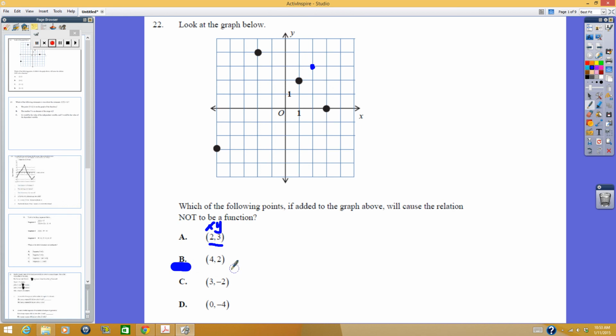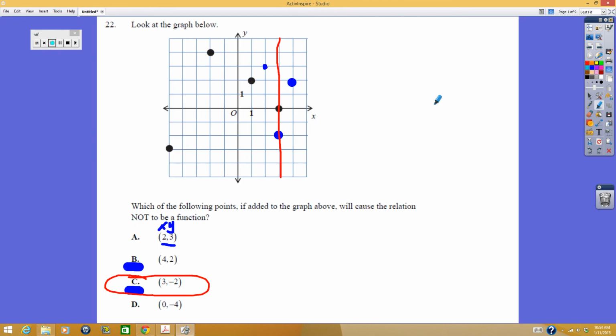Now if I did B, I'd go to 4, 2, and 1, 2. It still passes the vertical line test if I was to draw them. C, I'd go to 1, 2, 3, negative 2, and there you go. That is the answer for the one that would not be a function, because if I was to draw a vertical line, it hits more than one y value, and it fails, because remember, every x value has to have only one y value.